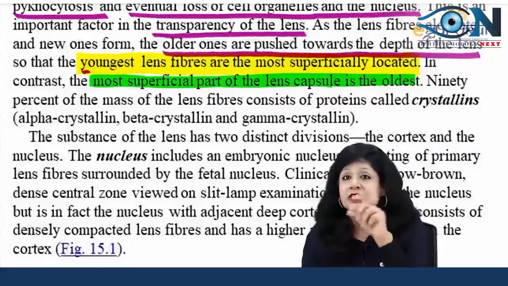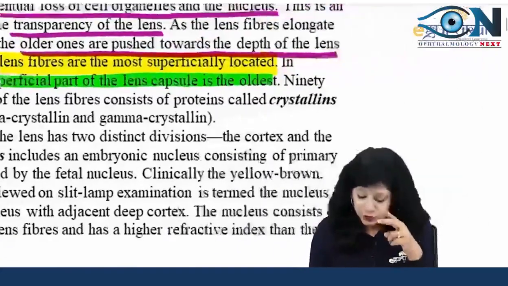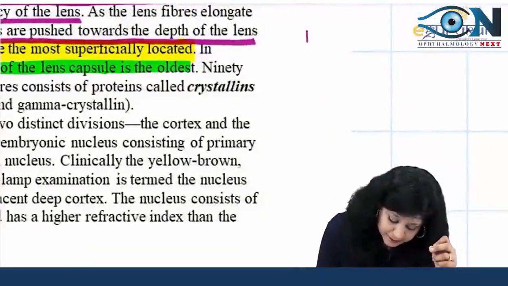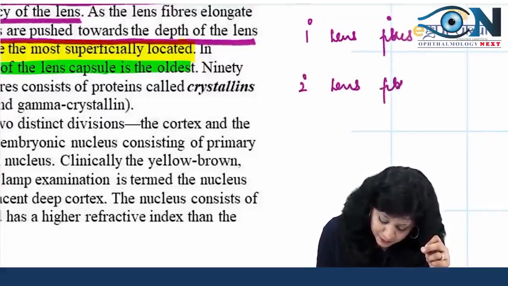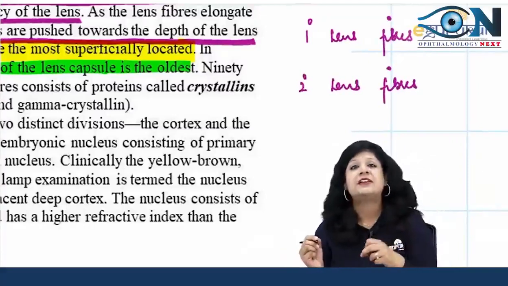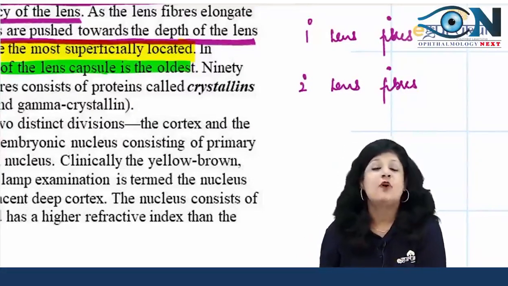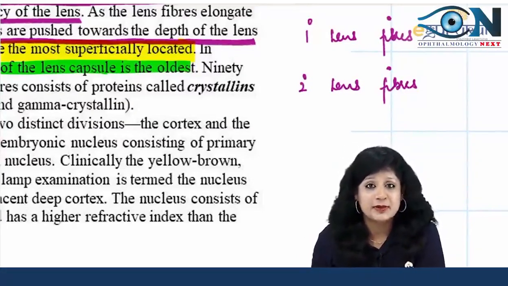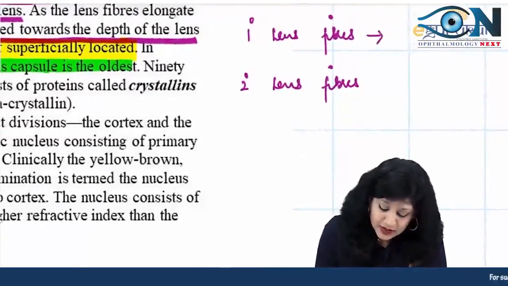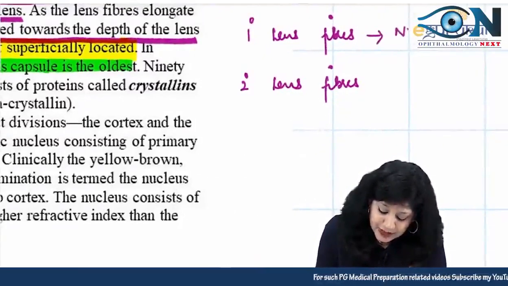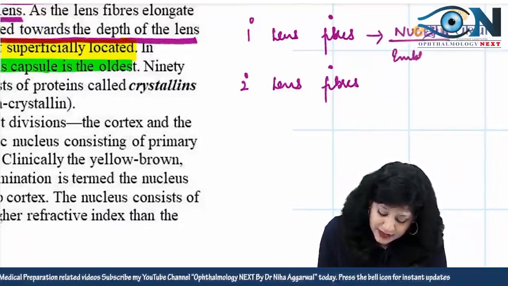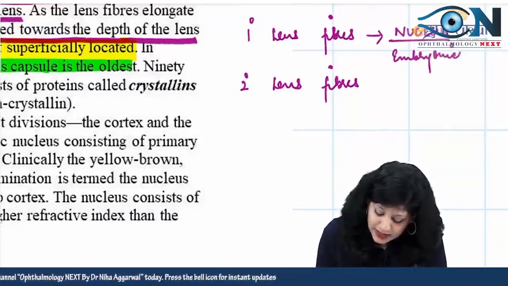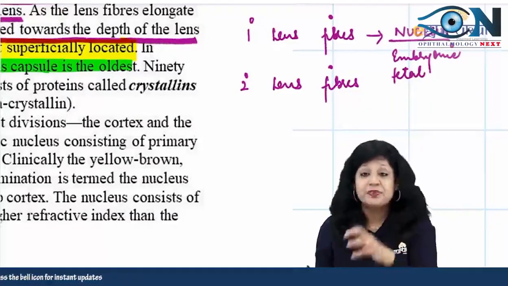If I talk about the lens itself, we have got two kinds of fibers there. One is your primary lens fibers, and another is your secondary lens fibers. It is actually the primary lens fibers which are formed by the elongation of the cells of the posterior epithelium, and they form the early layers of the nucleus. What are the early layers? Like the embryonic nucleus, and the fetal nucleus. So these are the oldest ones.